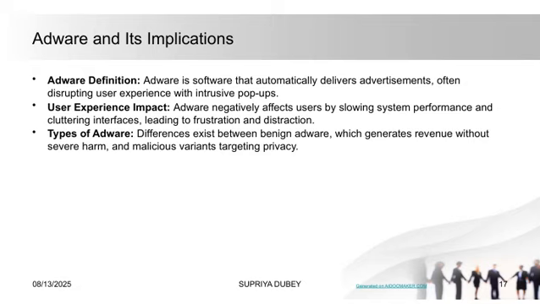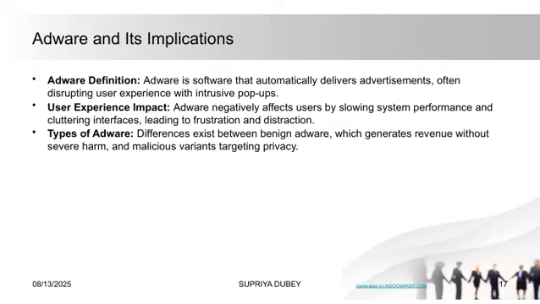Let's take a closer look at adware and what it really means for users. So, adware is essentially a type of software that automatically delivers advertisements to your device. Often, these ads pop up unexpectedly, disrupting your experience and sometimes becoming quite intrusive with those annoying pop-ups. Now, these interruptions can be more than just a minor annoyance. They can actually slow down your system's performance and clutter your interface, making it harder to work efficiently. This can lead to frustration and distraction, which is obviously not ideal, especially when you're trying to focus.